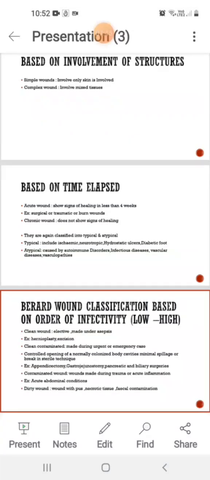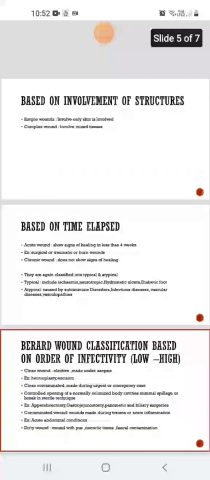Based on involvement of structures, they are classified into simple and complex wounds. Simple means only skin is involved. Complex means mixed tissues. Based on time elapsed, acute wounds and chronic wounds. Acute means they show signs of healing in less than 4 weeks. Example, surgical or traumatic wounds. Chronic wounds means they do not show any signs of healing. Example, diabetic foot, decubitus ulcers.